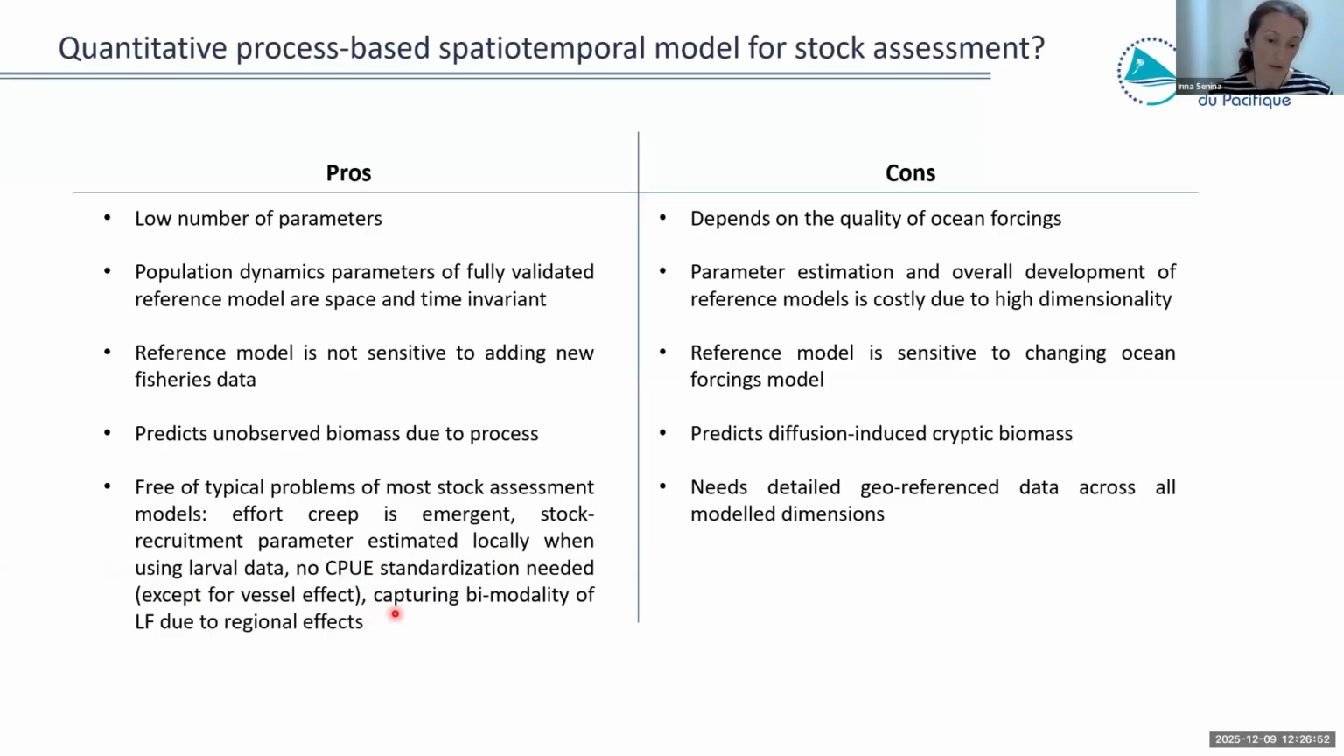And since the model reproduces the spatial heterogeneity explicitly, we can capture the bi- or multimodality of the length frequency due to regional effects. And of course, the con corresponding to this is that we need detailed georeferenced data across all model dimensions.